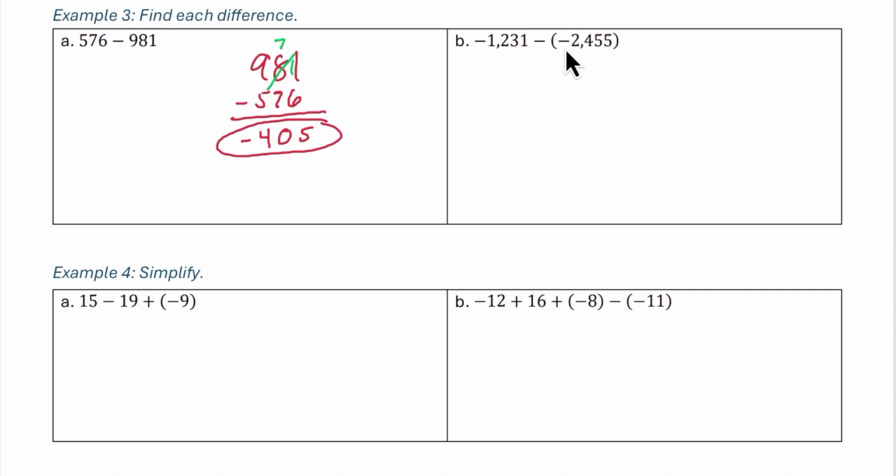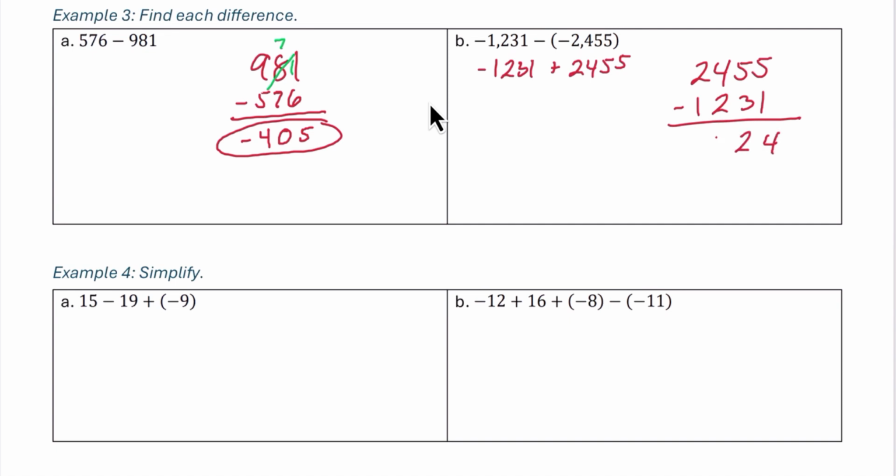Here we have a double negative. Let's think of that as negative 1,231 plus 2,455. We have different signs. So we have 2,455 minus 1,231. We get 1,224. And look at the signs. The first number, 1,231, is negative. The second number, 2,455, is positive. Since the larger number is positive, the answer stays positive.